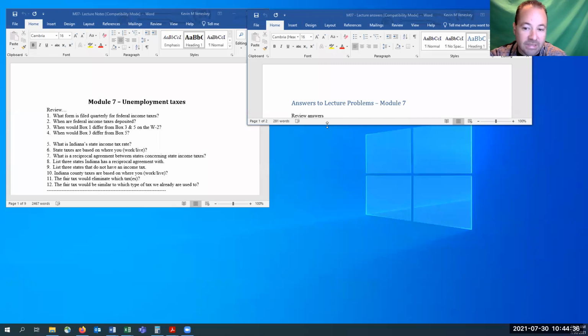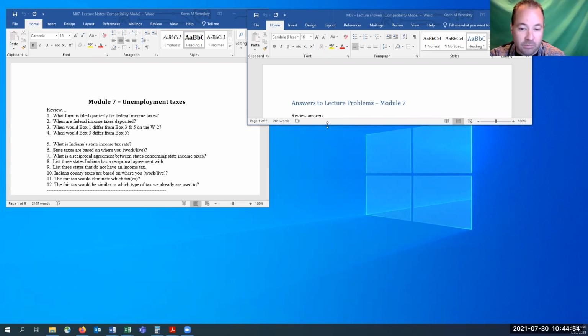Number 5, what is Indiana's state income tax rate? That is 3.23%. And then state taxes are based on where you work. Remember, as a professional athlete, you could have several states that you pay taxes into.